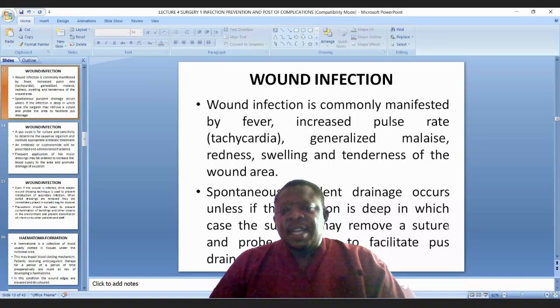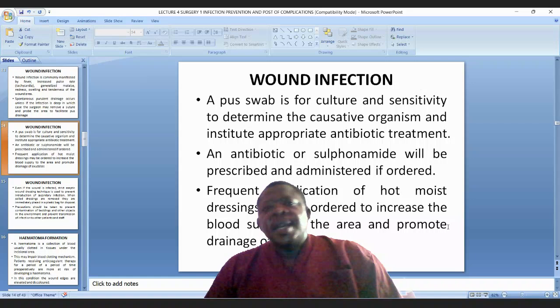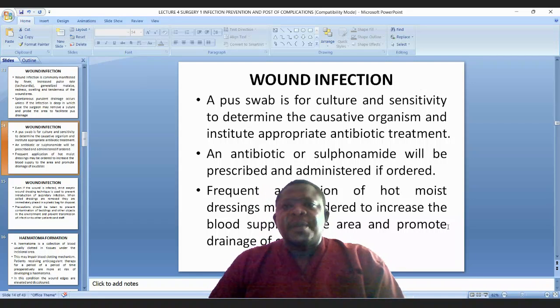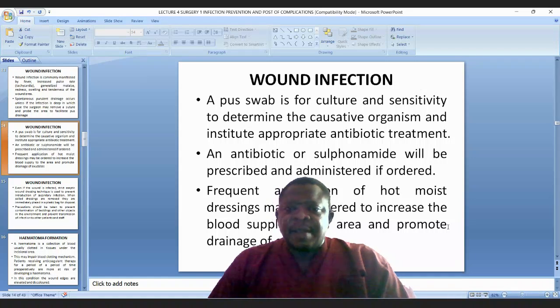remove a suture and probe the area to facilitate pus drainage. A pus swab is then taken for culture and sensitivity to determine the causative organism and institute appropriate antibiotic treatment for the infection that has been seen. So this is still generally sepsis or wound infection. An antibiotic or sulfonamide will be prescribed and administered if ordered, to systemically deal with the infection that might have arisen.